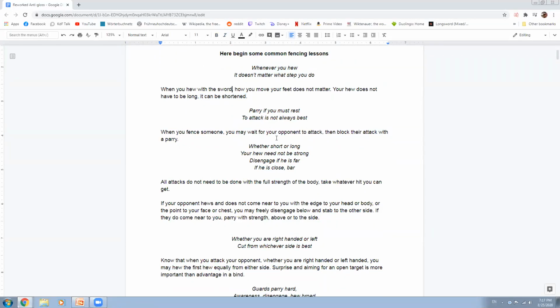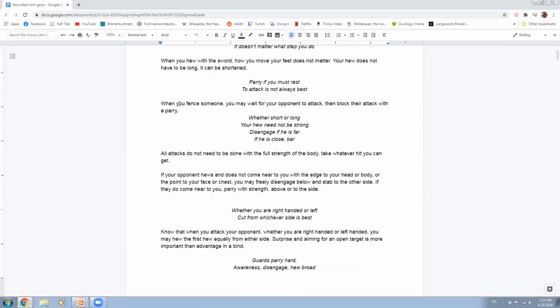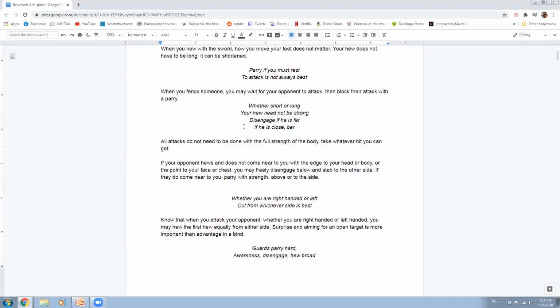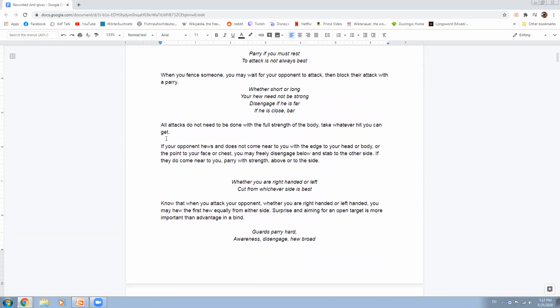When you fence someone, you may wait for your opponent to attack and block their attack with a parry. So that's the opposite of don't wait, always try to attack. And it's a valid fencing strategy, I guess. All attacks don't need to be done with the full strength of the body. Take whatever hit you can get.